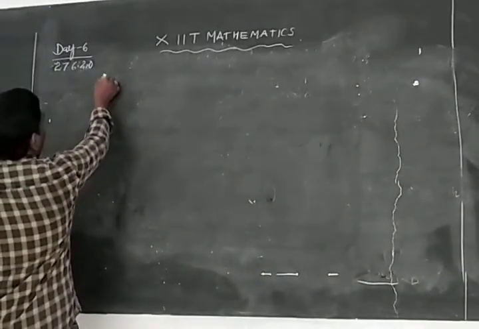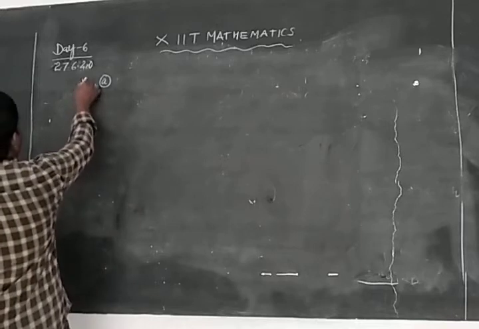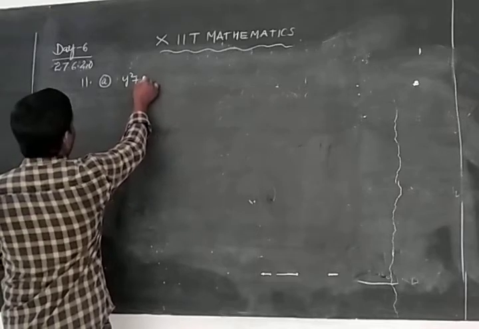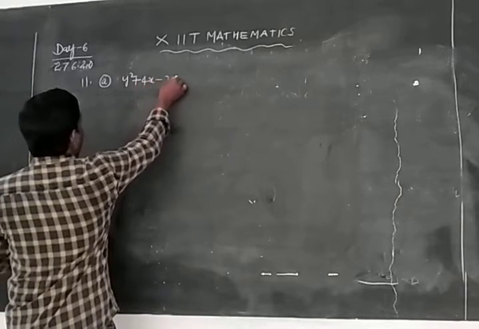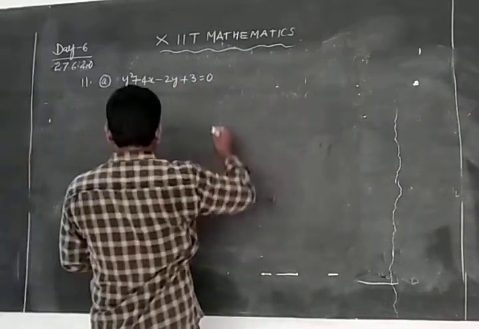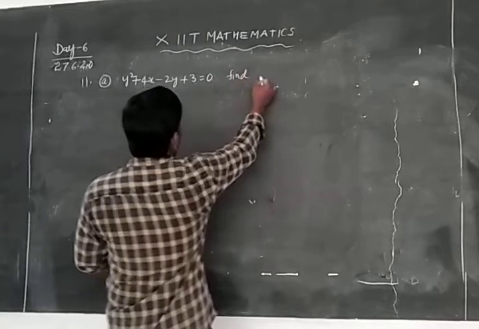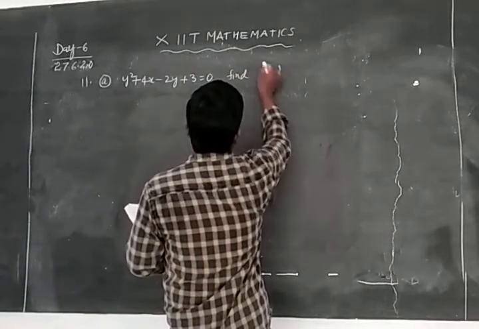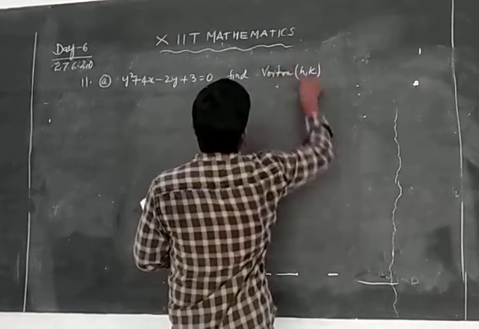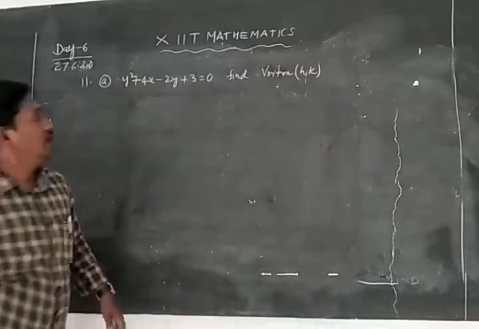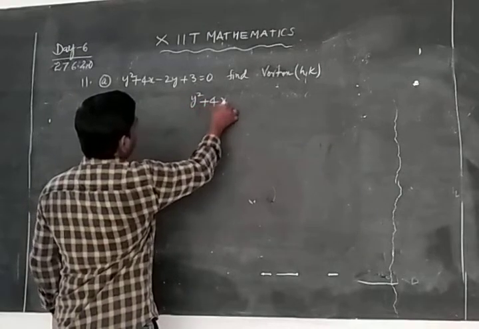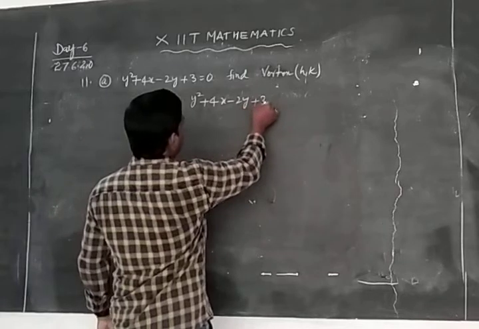In 11 A, y square plus 4x minus 2y plus 3 equal to 0. Find h comma k. That means find the vertex h comma k. Now take the parabola y square plus 4x minus 2y plus 3 equal to 0.